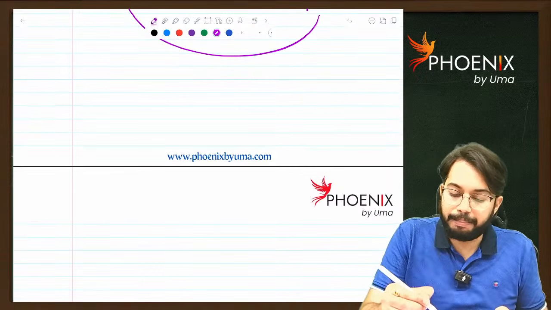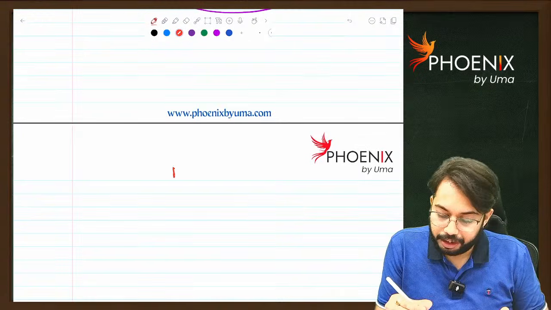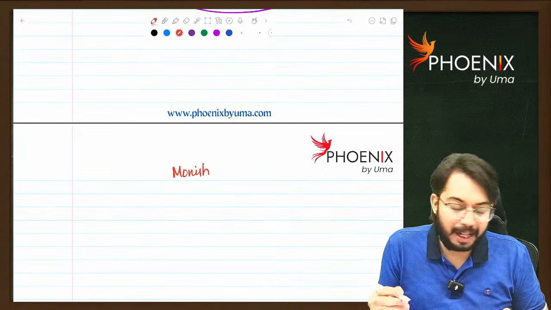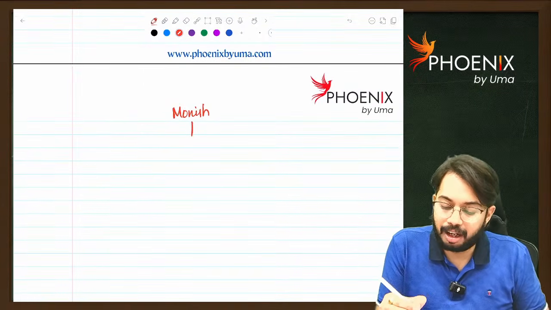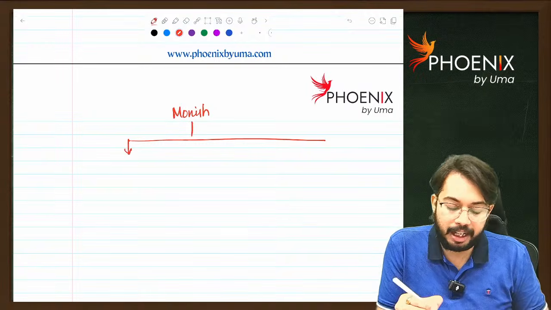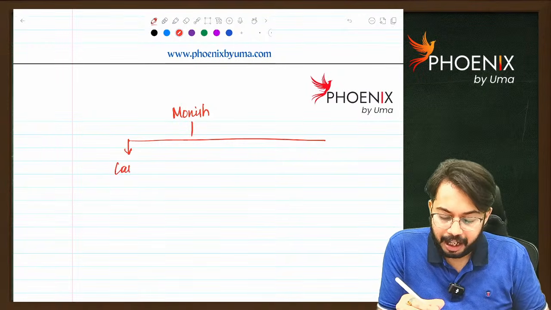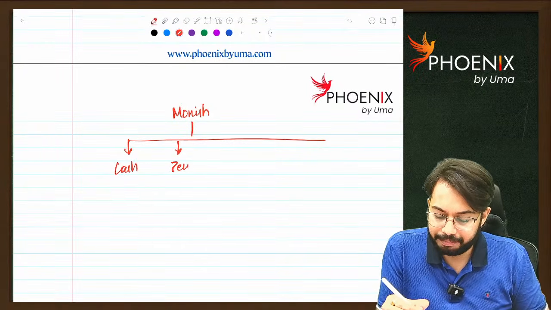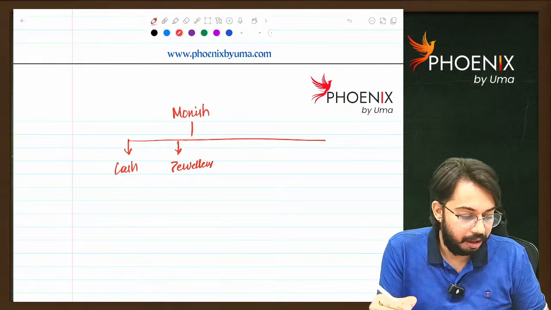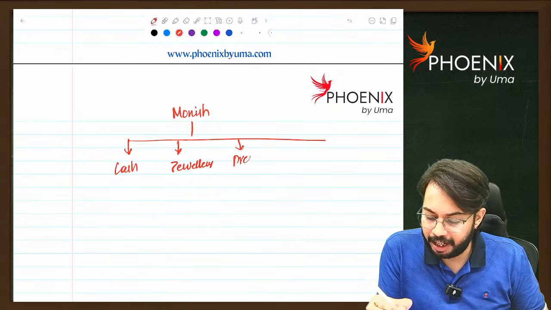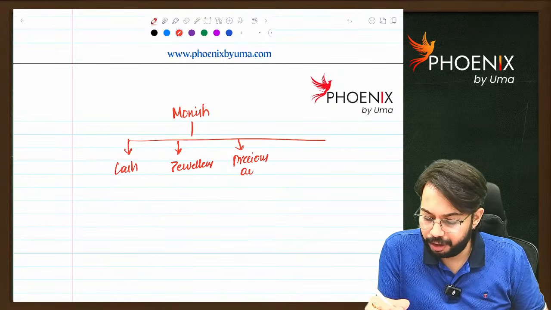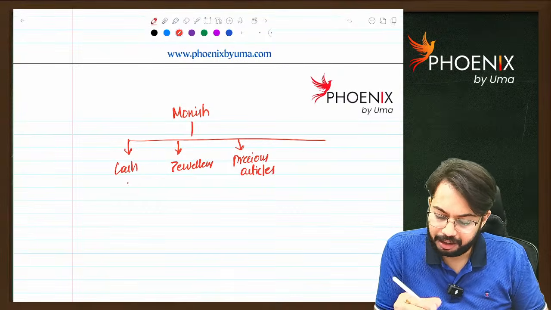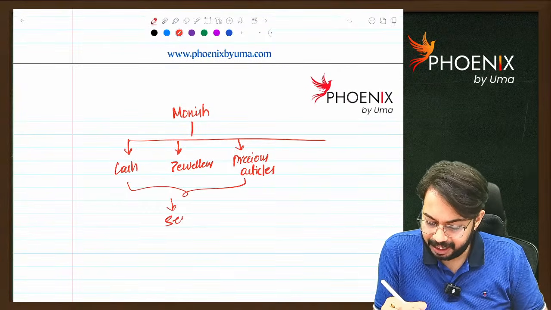I will tell one example. There is one guy, Monish. His place of business is being searched. In his place of business, let's say cash, jewelry, and precious articles are found. These can be impounded, na? So these will be seized.